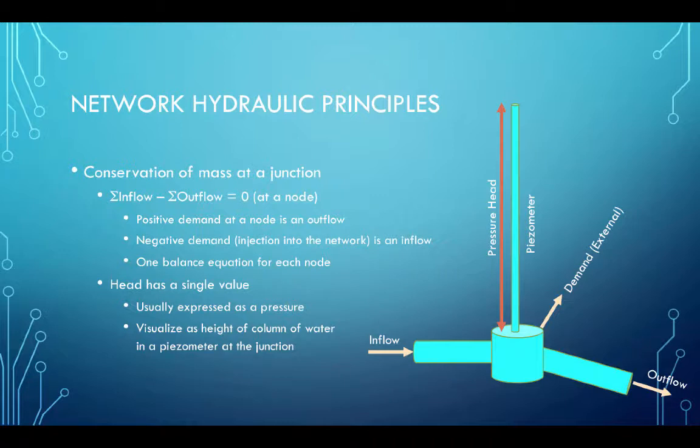The head at a node has a single value, meaning that two different values of head can't exist simultaneously at a node. It's often expressed as a pressure, and you can visualize that as the height of a column of water in a piezometer above the junction, and then relative to whatever the measurement datum is, that gives total head.